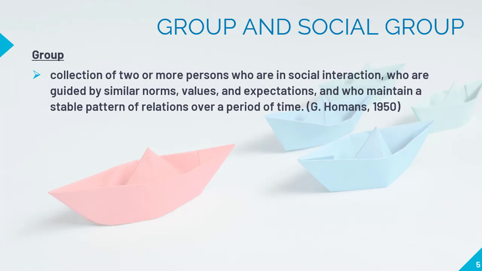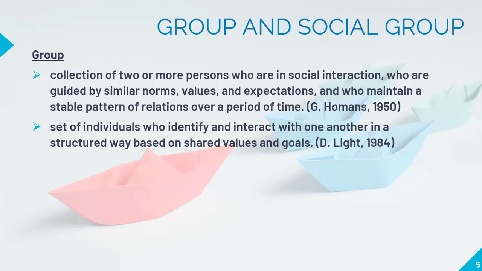are guided by similar norms, values, and expectations, and who maintain a stable pattern of relations over a period of time. According to a definition by Donald Light, a group is a set of individuals who identify and interact with one another in a structured way based on shared values and goals.